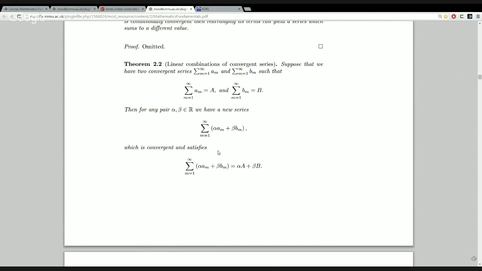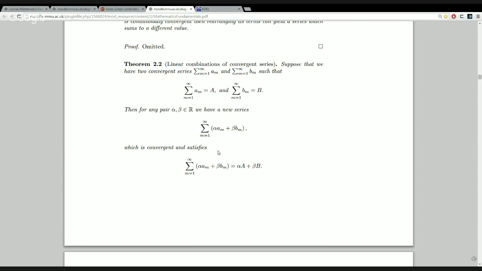So before we get on to comparison tests, we'll quickly, because it's relatively easy to do, do this linearity result. Now you'll recall for sequences we have this big theorem, the algebra of limits theorem for sequences, that allowed us to take the known convergence of two sequences and then look at sequences that we build out of those two known sequences.